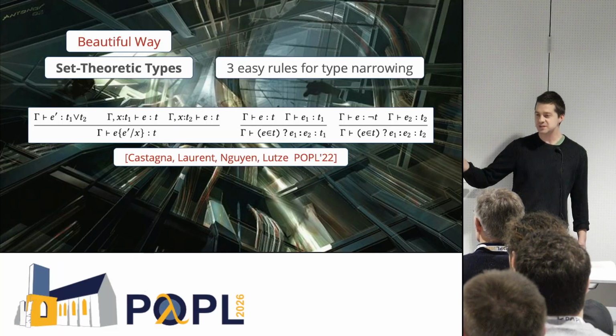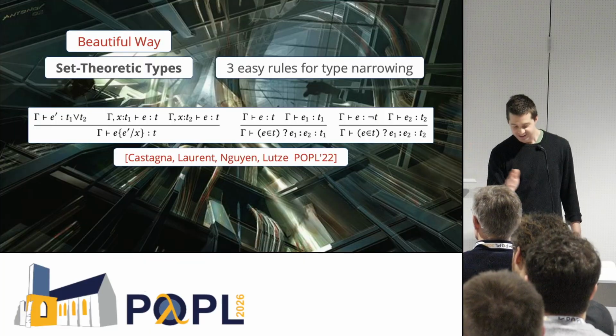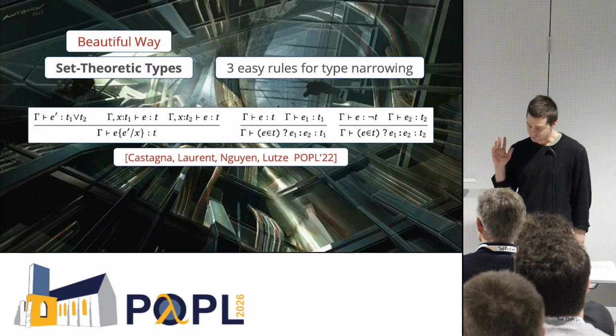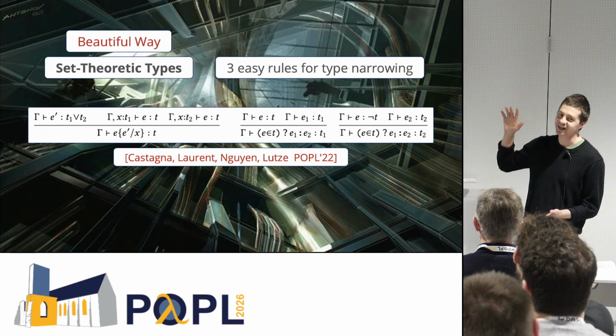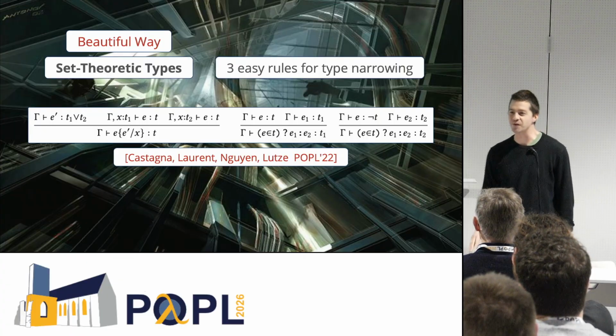So here's the declarative system for handling all of type narrowing. Castagna, Laurent, Nguyen, WITS'22. It shows up in the first section. I don't know if it's page 1 or page 2, but it's very early on. You see these 3 rules. We can handle all of narrowing just with this.